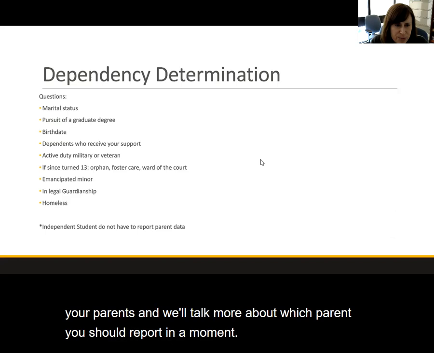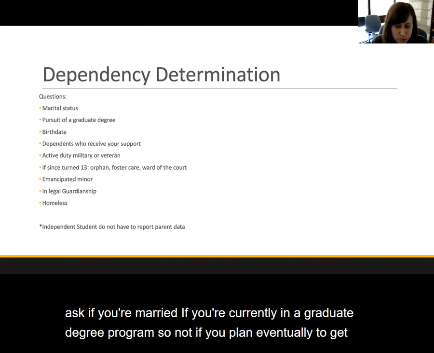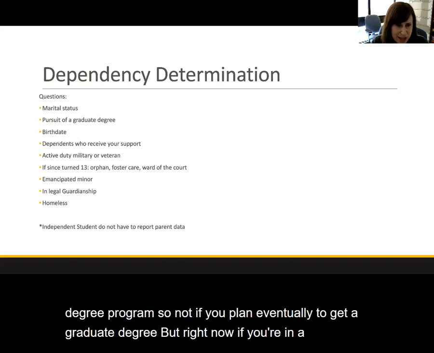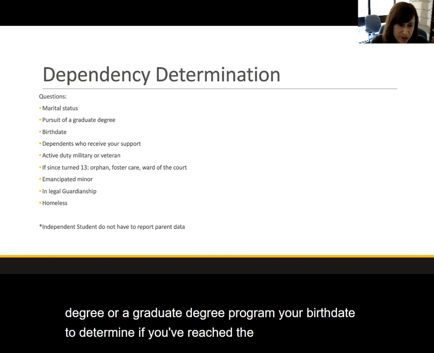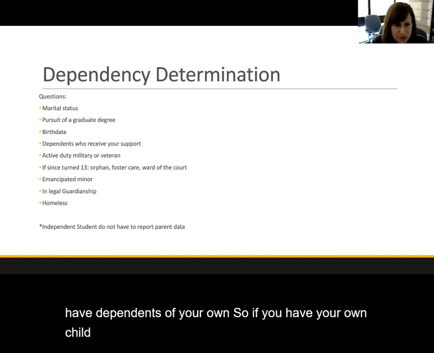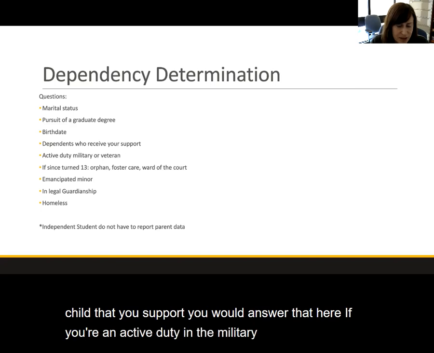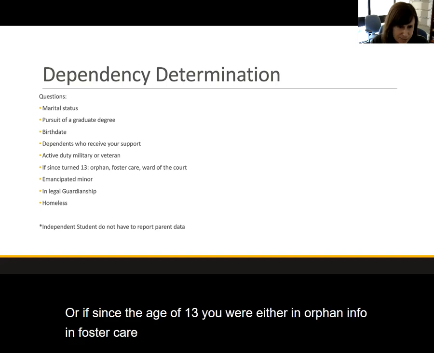So these are what the questions are about. They'll ask if you're married, if you're currently in a graduate degree program. So not if you plan eventually to get a graduate degree, but right now, if you're in a bachelor's degree or a graduate degree program. Your birth date to determine if you've reached the age of 24 yet, which is usually when students become independent. If you have dependents of your own, so if you have your own child that you support, you would answer that here. If you're in active duty in the military or you're a veteran, or if since the age of 13, you were either an orphan in foster care or a ward of the court.